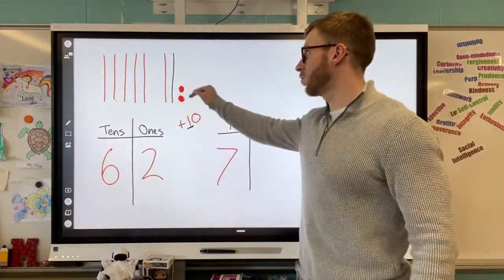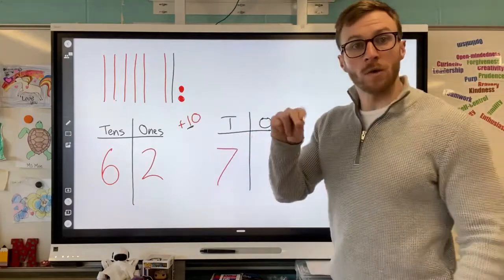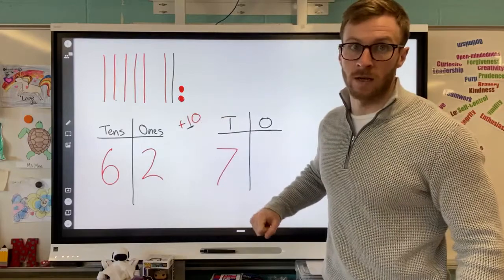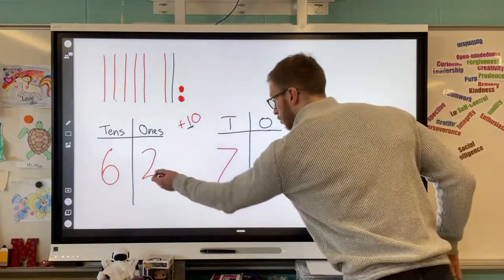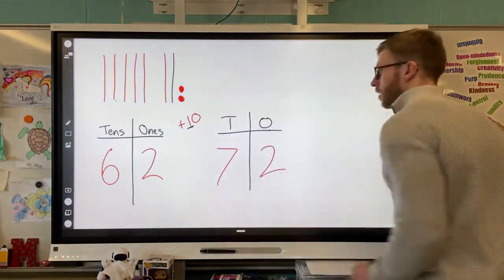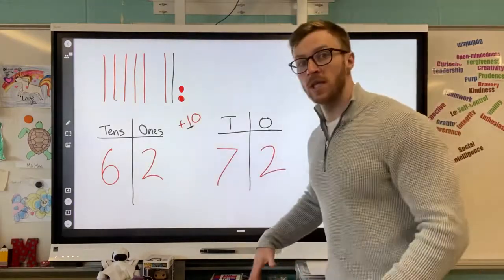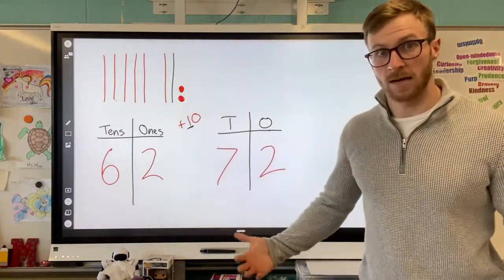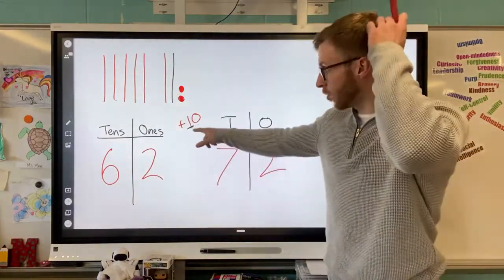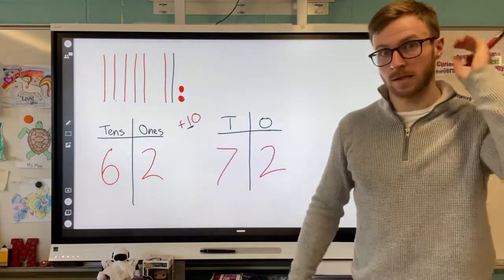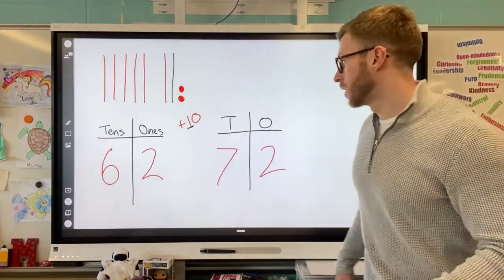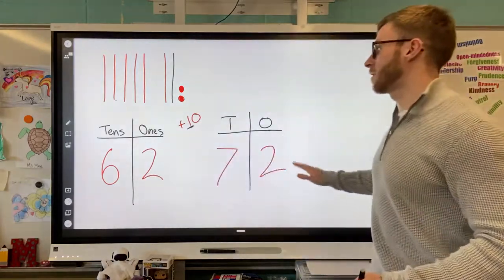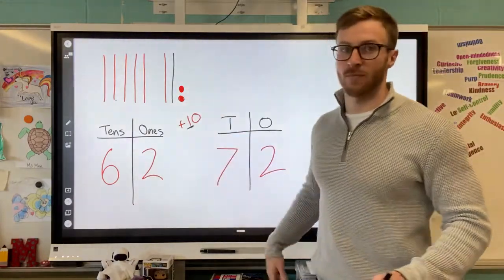And then did we add any 1s? No, we still have only 2 1s. If we look at the number 10, there are 0 1s in the number 10. So we're adding 0 1s, so our 2 is going to stay the same. Notice how we only changed our tens place number because we're adding 10. If we look at the number 10, the only place value with a number in it is the tens place. So 6 went to 7 because we added 1 10. 2 stays 2 because we didn't add any separate ones.